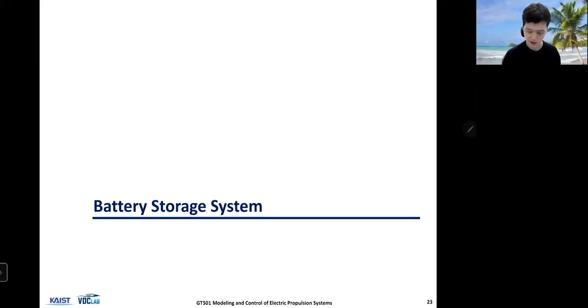Again, we're not going to dive into details of how a battery works, or at the electrochemical level. Instead, we're just going to give you a quick overview of how a battery operates and the key characteristics of batteries, and how we can model it for this course. Okay.